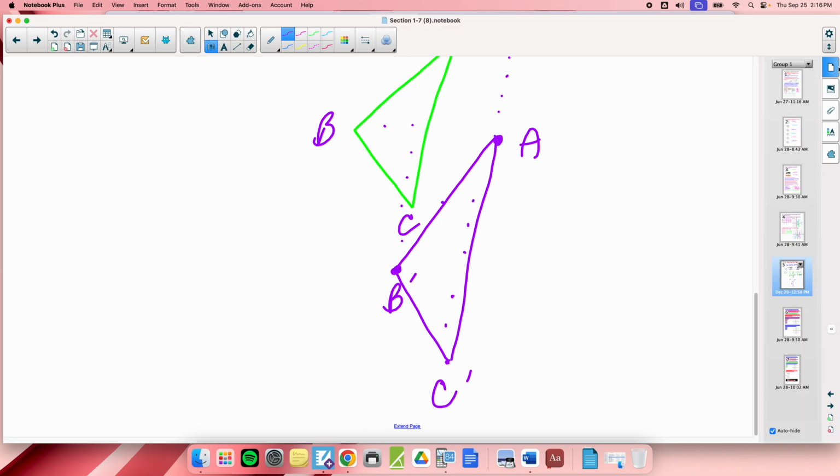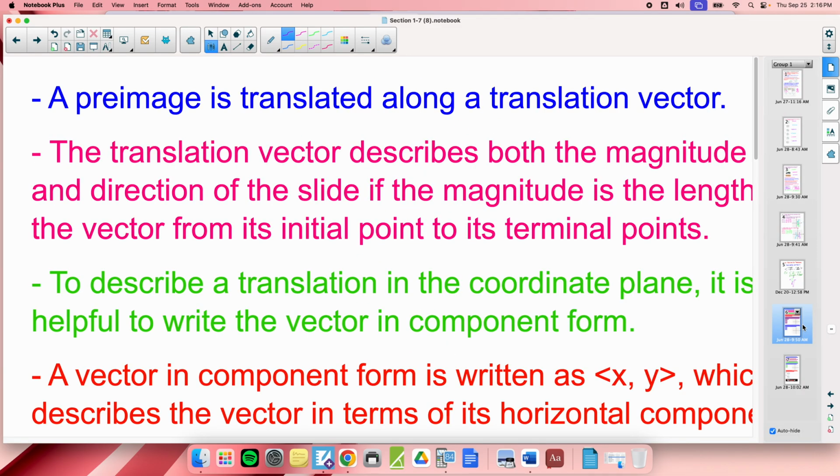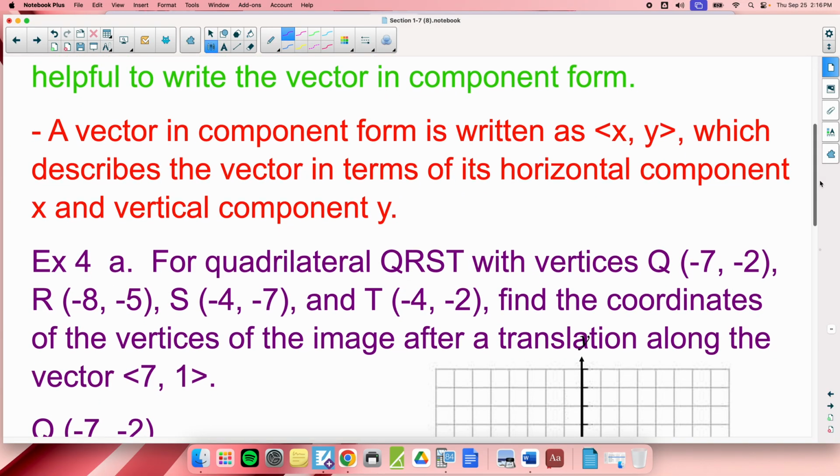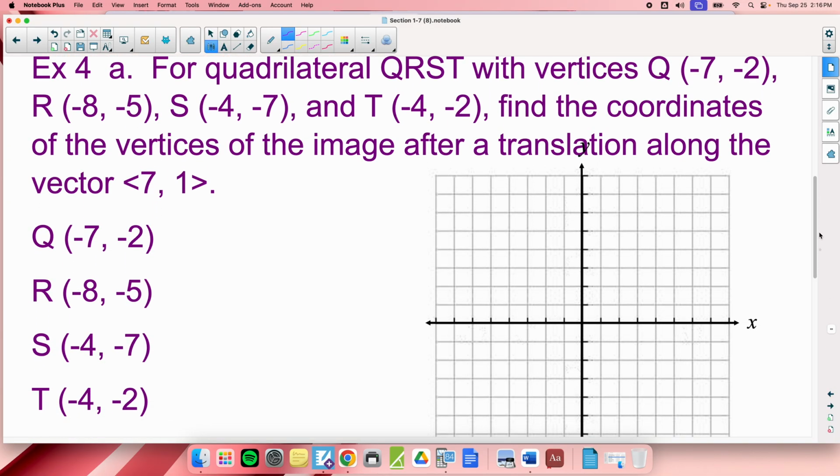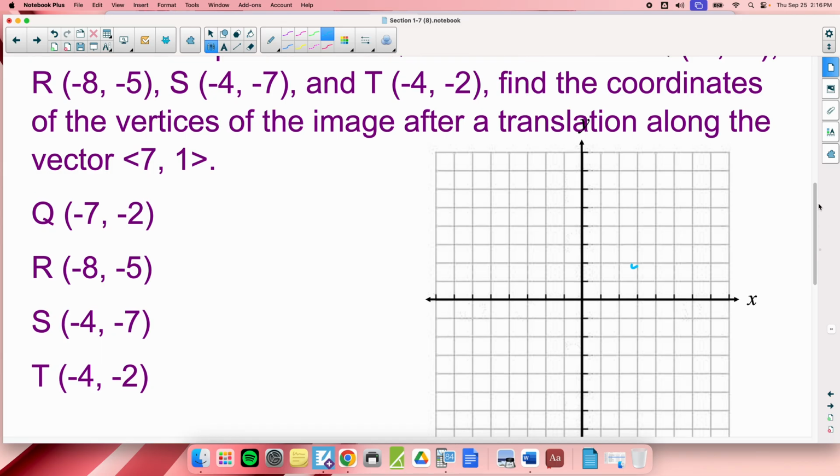So let's go, and we're gonna do this last page here today. We're gonna stop after this. So first, we're gonna graph the original figure by graphing these points. So I'm gonna go to my graph.